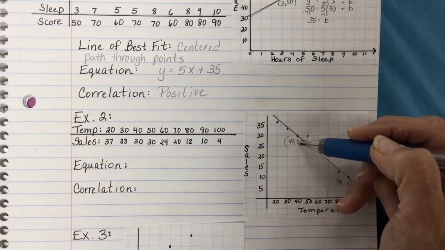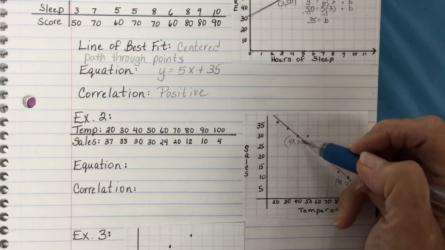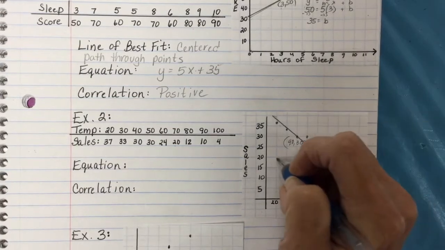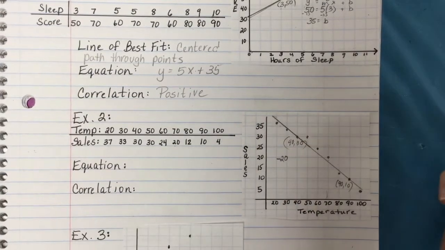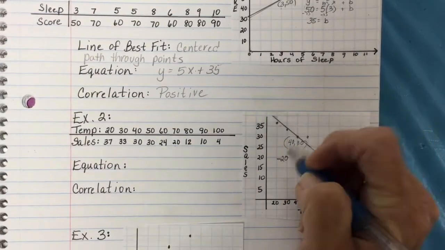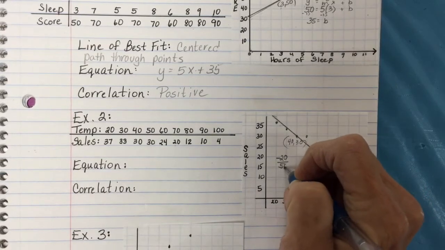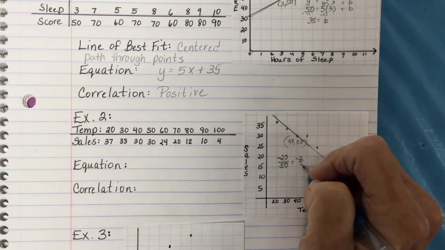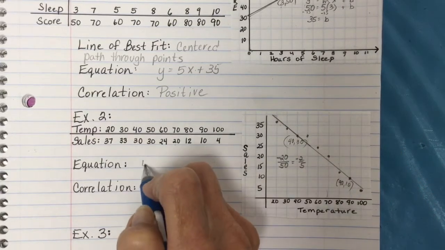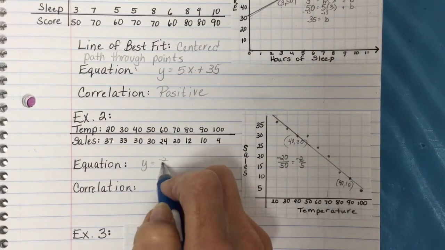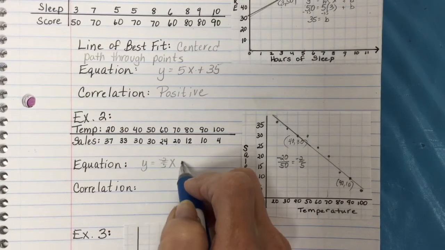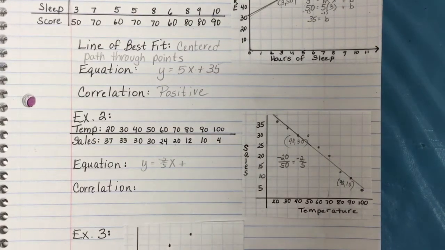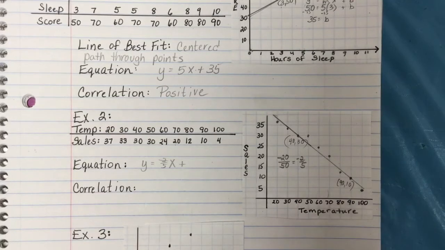So our slope was our change in y, it was at 30 and it went to 10, it went down 20. And our change in x, 40 to 90, it went up 50. So therefore our slope is negative 2/5. So it's going to be y equals negative 2/5 x plus whatever our y-intercept is. We're going to have to plug that into y equals mx plus b and figure that out.